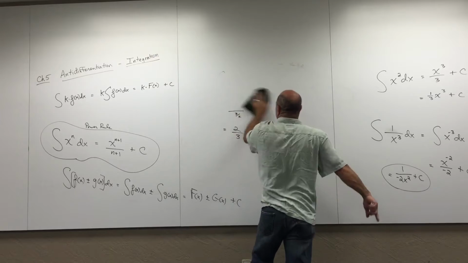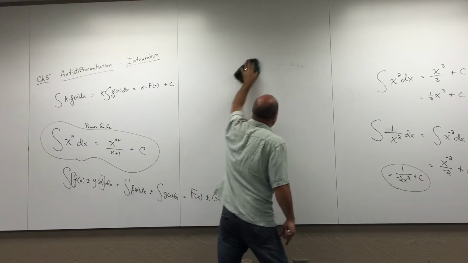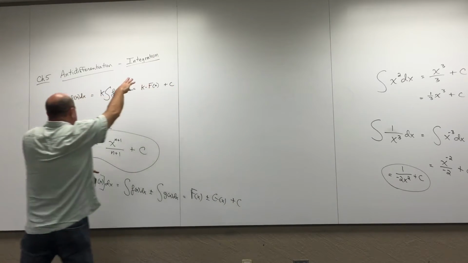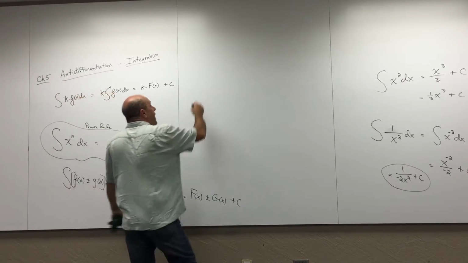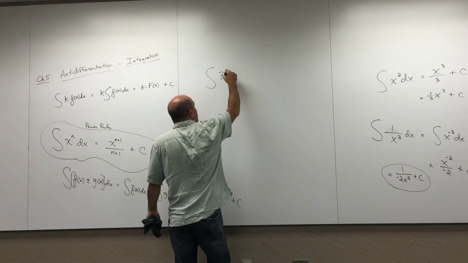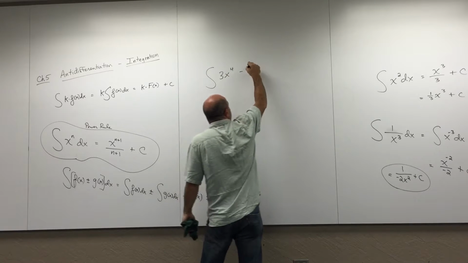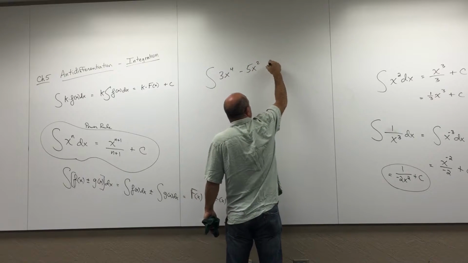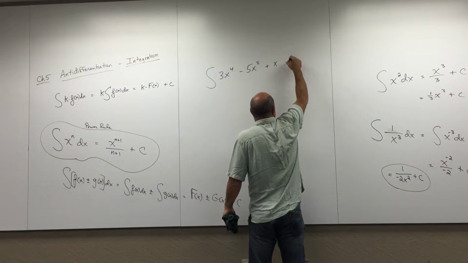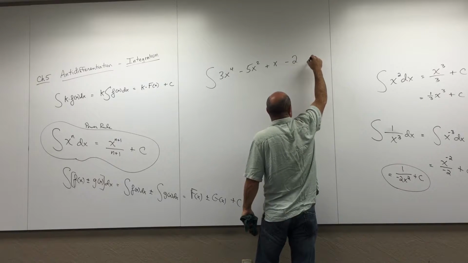So here's what I'm saying. Look what I got going here now. Now that I've added those two important rules to this rule here, can you integrate this? 3x to the fourth minus 5x squared plus x minus 2 dx.